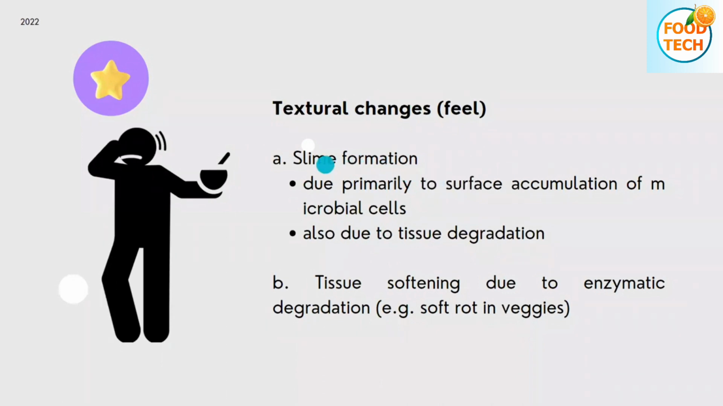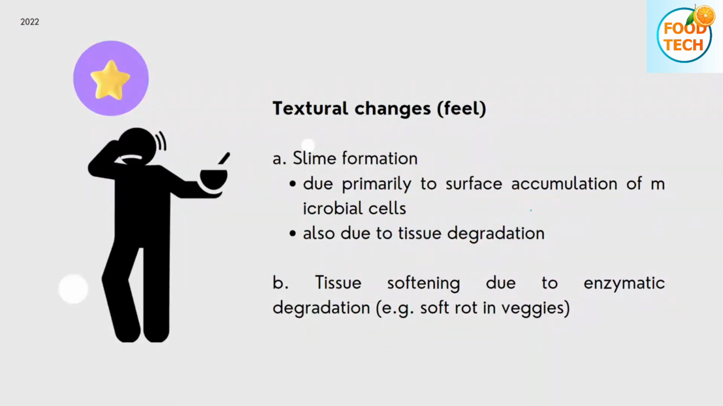So those colonies are responsible for the slimy layer that is formed on the surface, right? And also this is due to tissue degradation, since as you all know, microbes keep eating the food, right? So when they degrade the food, these are the major reasons why there's a slimy layer formation. And the second part is tissue softening due to enzymatic degradation.